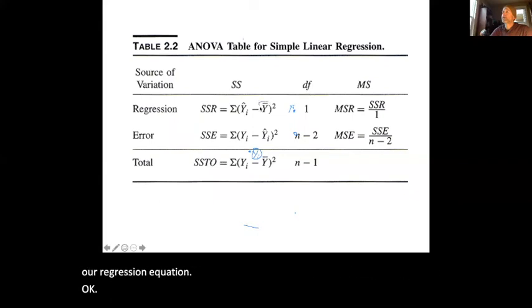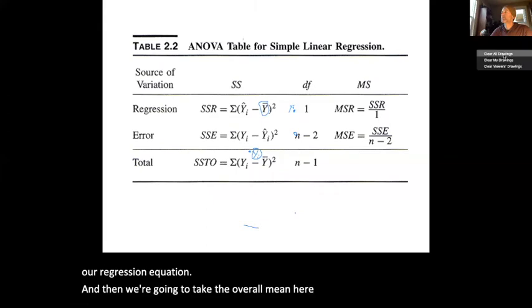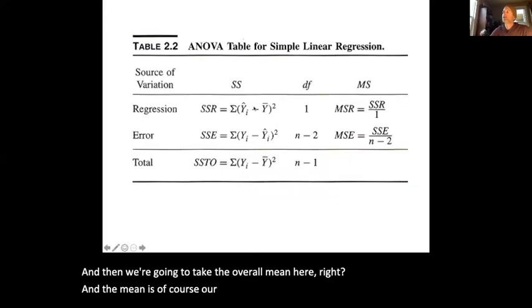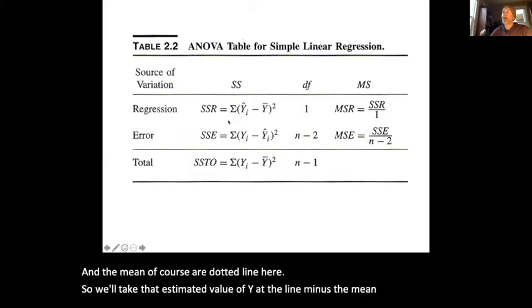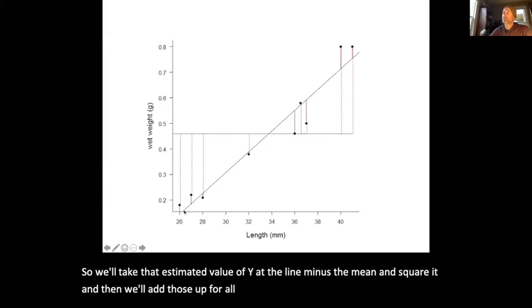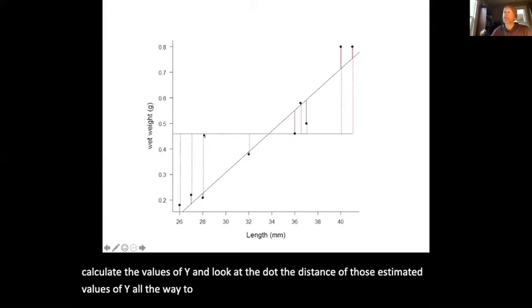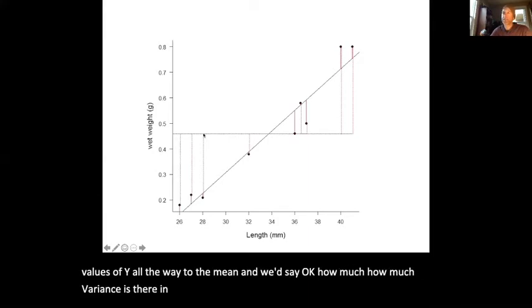Then we're going to take the overall mean, like here, and the mean is, of course, our dotted line. So we'll take the estimated value of y at the line minus the mean and square it. Then we'll add those up for all values of x. All along the line, we calculate the values of y and look at the distance of those estimated values of y all the way to the mean. We ask: how much variance is there in that line from the overall mean?